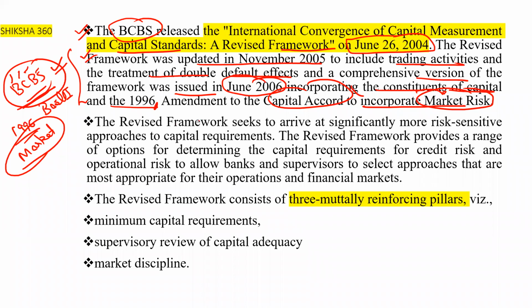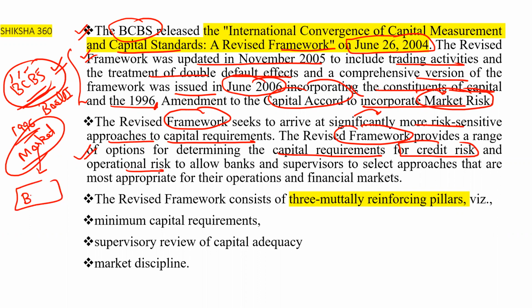The revised framework seeks to arrive at significantly more risk sensitive approaches to capital requirements. It provides a range of options for determining the capital requirements for credit risk and operational risk. Initially they included market risk; later on, in the Basel 2 norms, they included credit risk and operational risk. In Basel 1 we have only market risk, and under Basel II we have credit risk and operational risk.